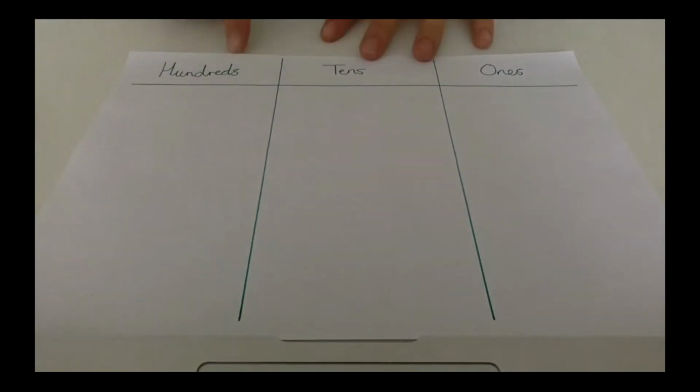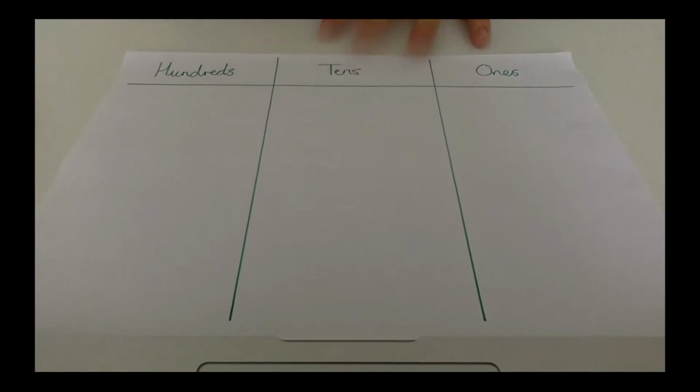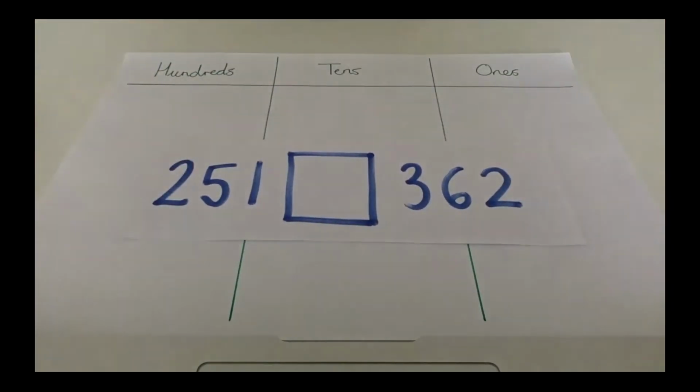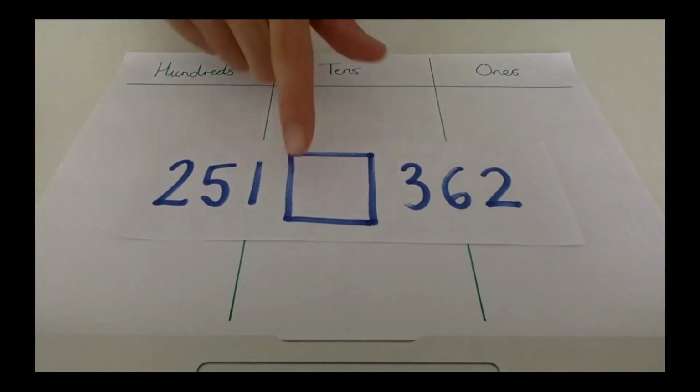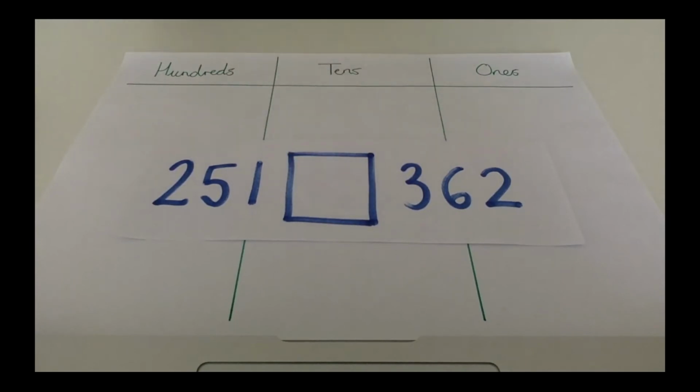Fantastic. I've got my hundreds, my tens and my ones. Can you have a go at drawing your place value grid on whatever you are using today? And we're going to have a go at comparing some numbers together. Excellent. Well done. So the first one we're going to look at is this one. We are going to compare 251 and 362. And we're going to use one of those symbols, less than, greater than, or equal to put in the middle.